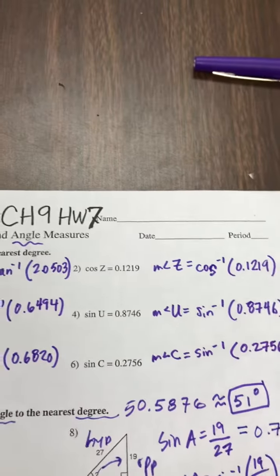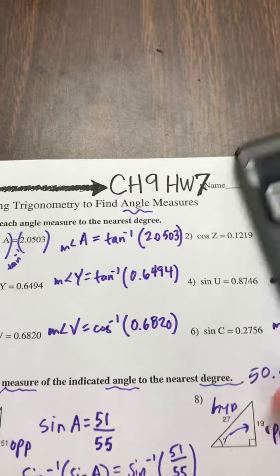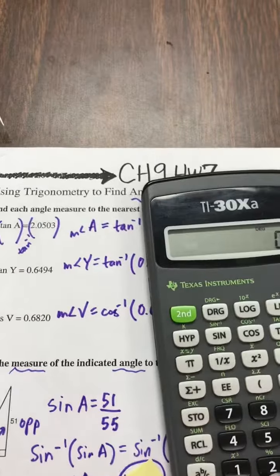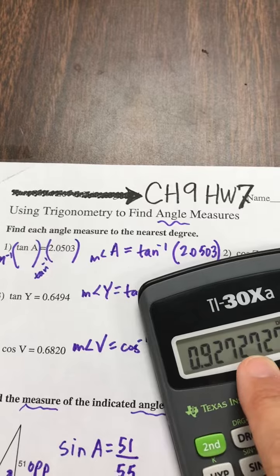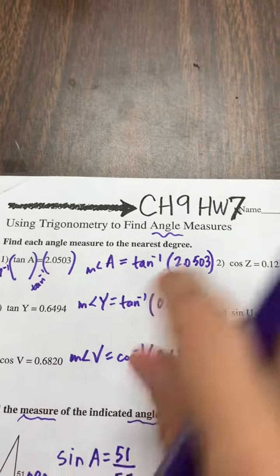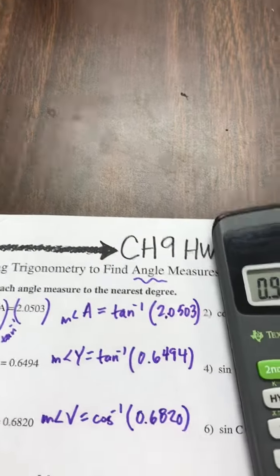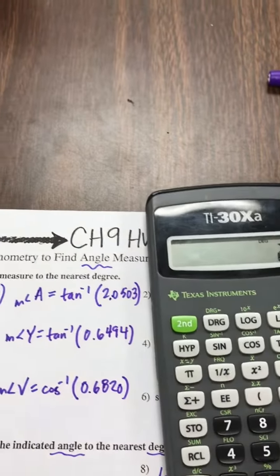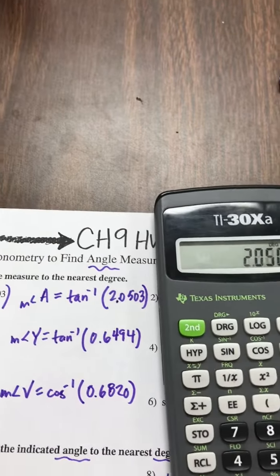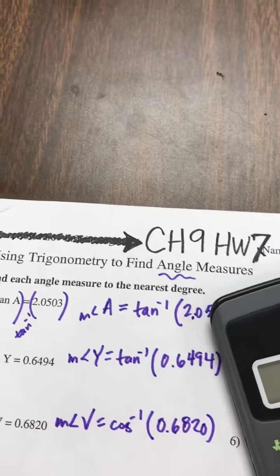Okay. Now, how do we put this in the calculator? It's the same. Before, we actually had to create a decimal, like the one we already did, 51 over 55. See how we created a decimal. Here they're skipping that step and telling you what the decimal is. So we do have to enter the decimal first, 2.0503. Second tangent gives us the inverse, and it says round to the nearest degree.